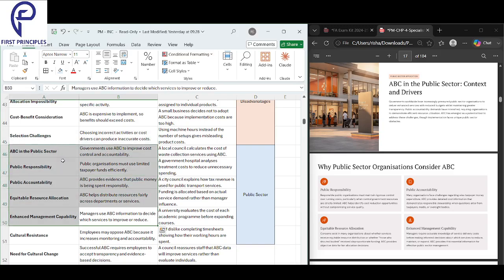Because you're using public's money, you have to be responsible to the public. You have to do it on a fair basis, and as a manager, it's easier for you to decide which is adding value, which is not.